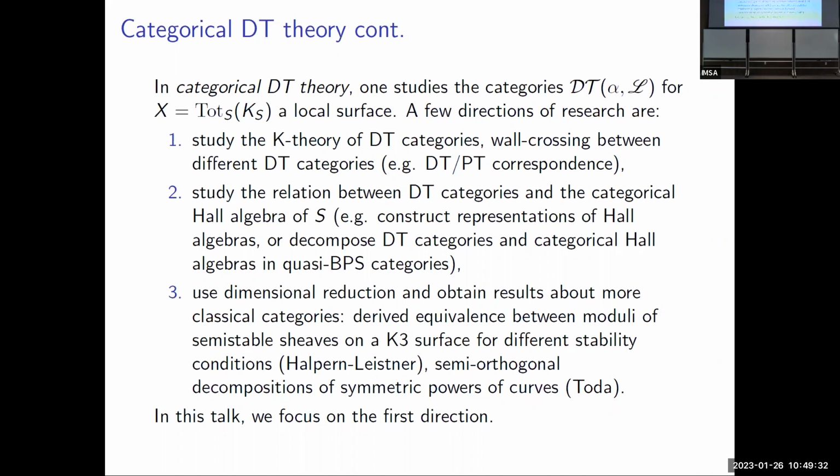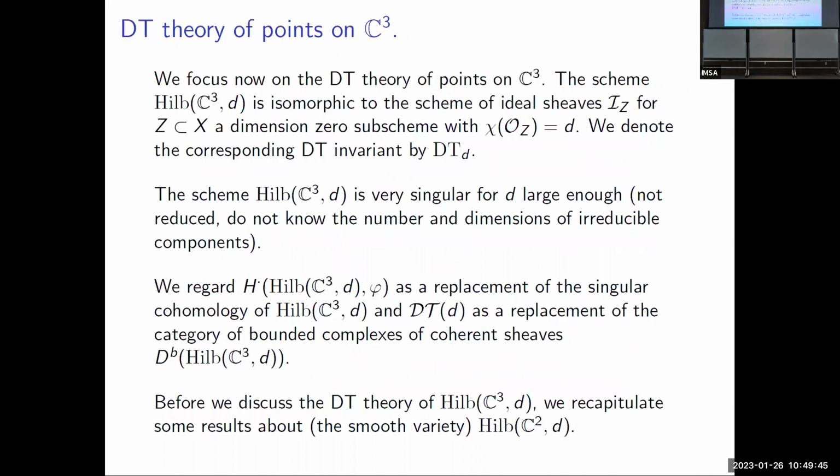So in this talk, we will focus on number one. This is sort of an intrinsic study of these DT categories. As I said, we will focus on the case of points on C3. This is maybe a basic example, but it's important. For example, it also appears in the Donaldson-Thomas/Pandharipande-Thomas correspondence.